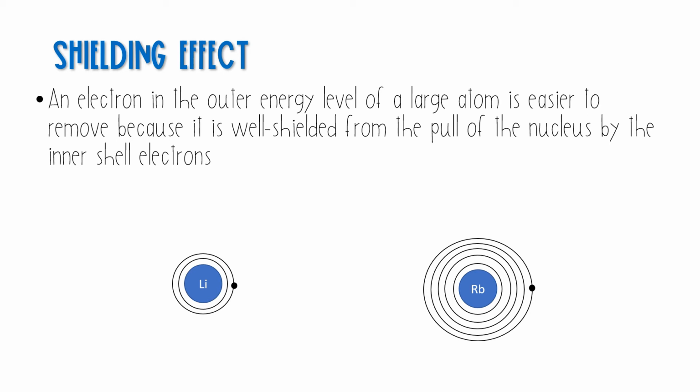If we look at rubidium, there are 4 energy levels to shield this one baby buffalo from mama. So this is going to make it much easier, or less energetic, to steal the electron.